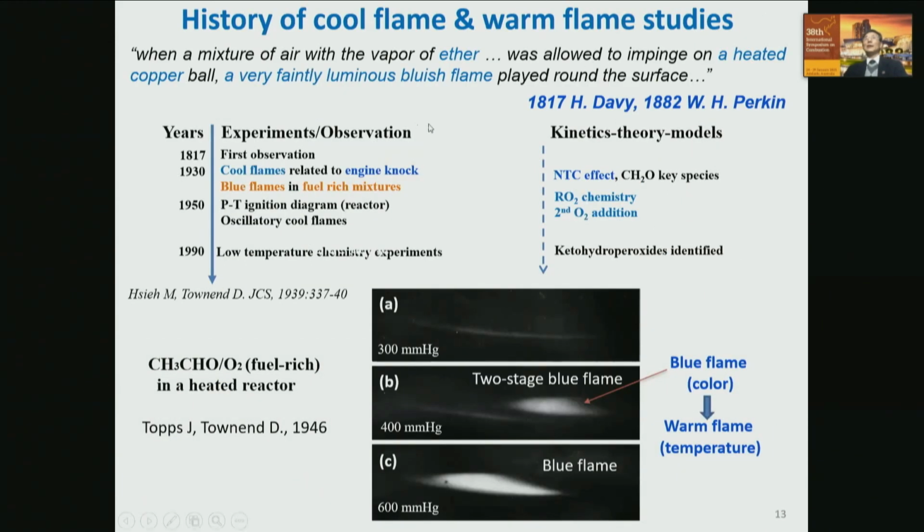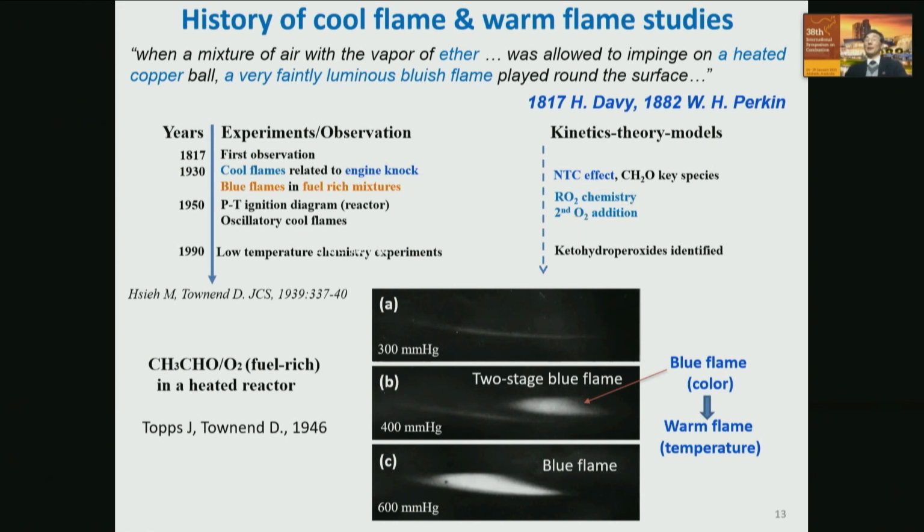So let's review what cool flames and warm flames are. Cool flame is not something new. It was observed 200 years ago by Davy, in which air with a vapor of ether, if heated with a heated metal, you see a very faint luminescent blue flame. In the early 30s, people understood that cool flames are relevant to engine knock, and also that the blue flames are found in fuel rich mixtures. And also in the 30s and 50s, people understood there's an NTC effect, there is alkyl peroxy chemistry, and there are 2 oxygen additions.